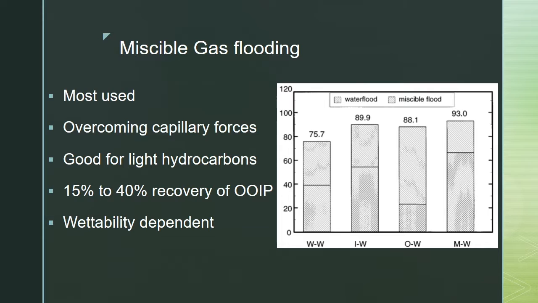One of the most commonly used EOR is the miscible gas flooding technique. It is used to overcome capillary forces as the injectant is mixed with oil, making a lighter single phase. This method is best for light hydrocarbons and produces 15 to 40% of original oil in place. Miscible flooding depends strongly on wettability, as this figure illustrates.